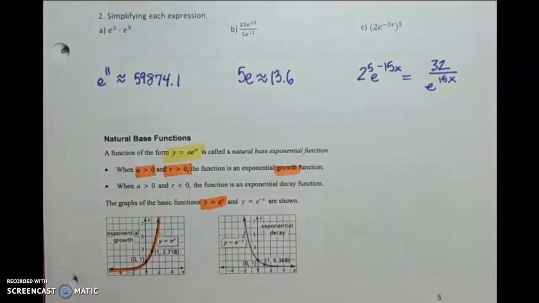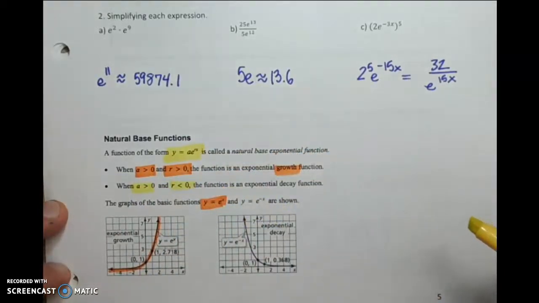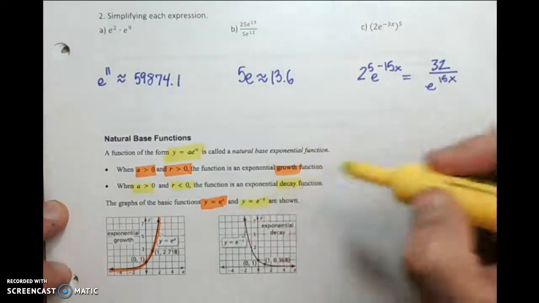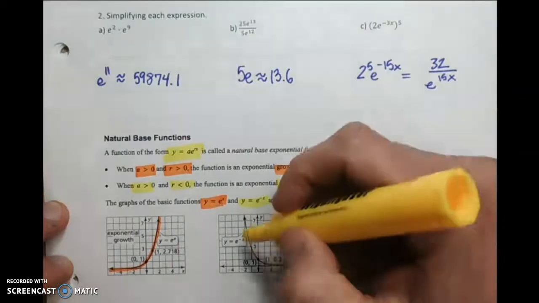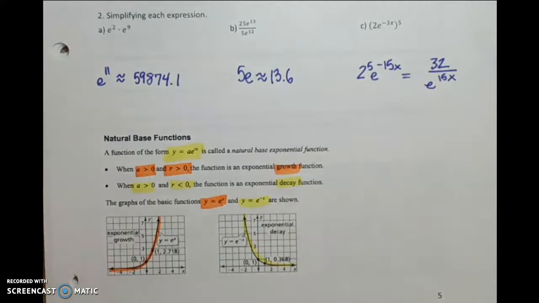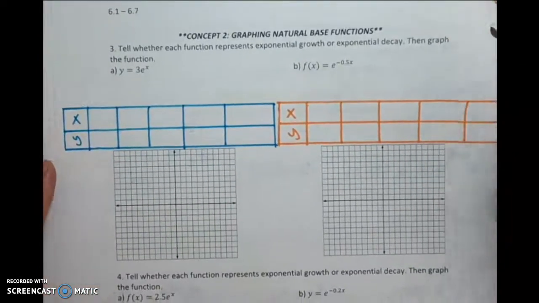All right. If a is greater than 0, but r is negative, or less than 0, then that would be a decay. And then that looks like y equals natural base e to the negative x. And that's where it comes down like so. All right, so what we're going to do is go ahead and graph some of those. So I'm going to flip it up. And as you can see, I kind of already started by just getting us the idea with a table and getting us ready to go.